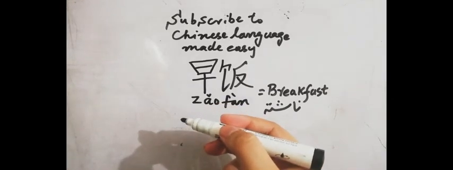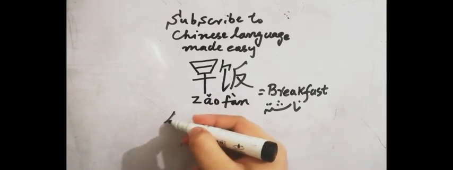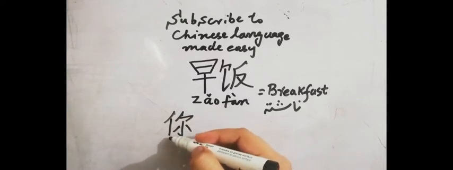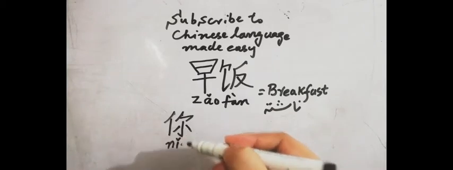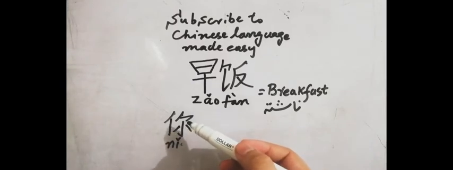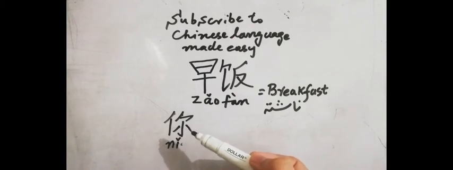Breakfast, zao fan. So if I'm going to ask, did you eat your breakfast? How am I going to ask this question in Chinese language, and how am I going to write this? So pay attention. Don't lose your attention because this is a very important lesson, very beginning and very important. Probably if you are a beginner in Chinese, you will know this character. This is ni. Ni means you, tum. In Chinese it is ni, in English it is you, and in Urdu it is tum.